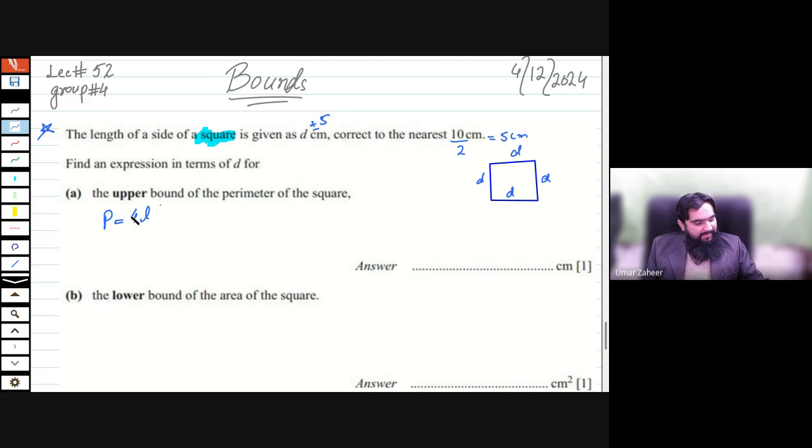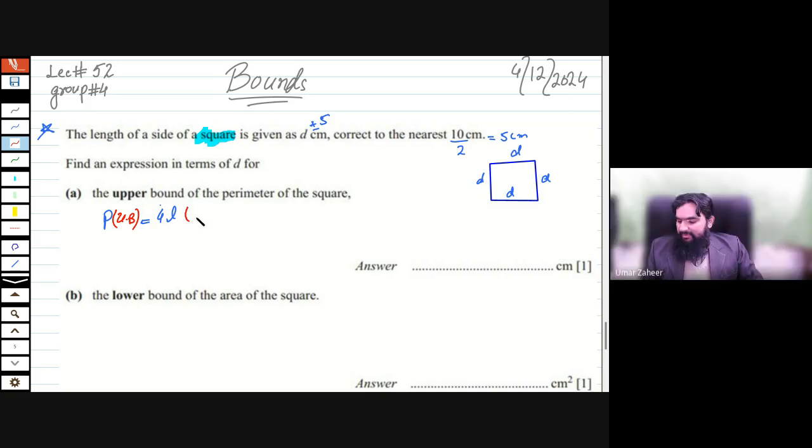Now you have to find the upper bound. Now tell me what type of case it is. Is it the addition case, subtraction case, or multiplication case? What is it? Sir, addition case. Yeah, because the length d1 plus d2 plus d3 plus d4.